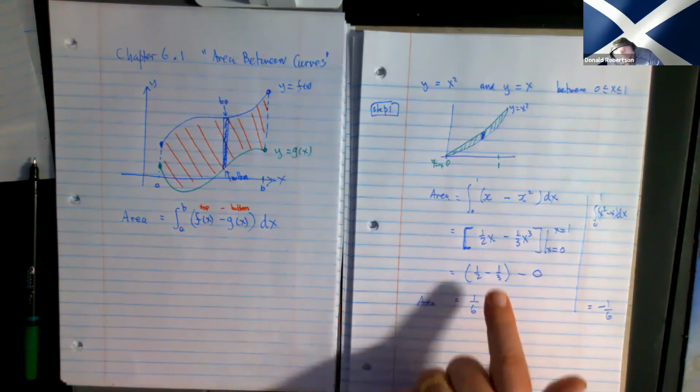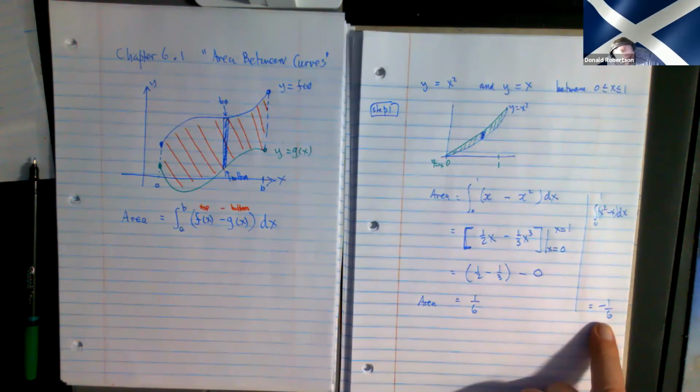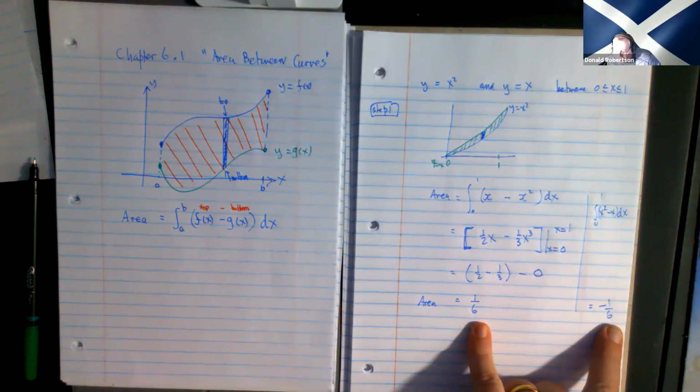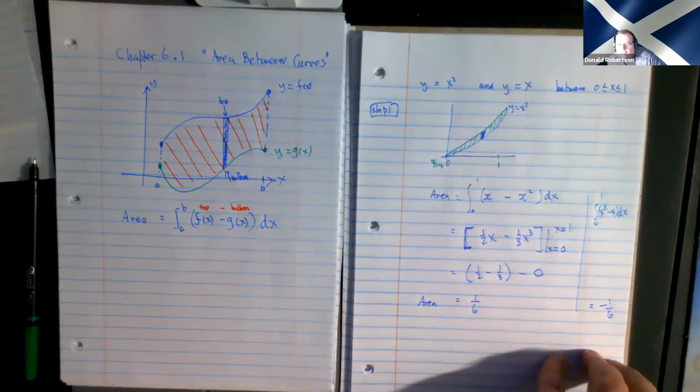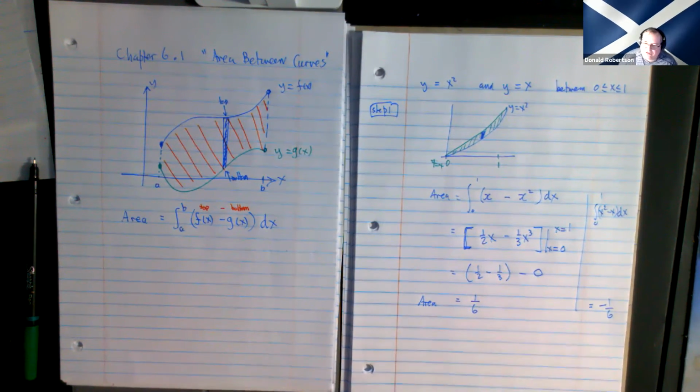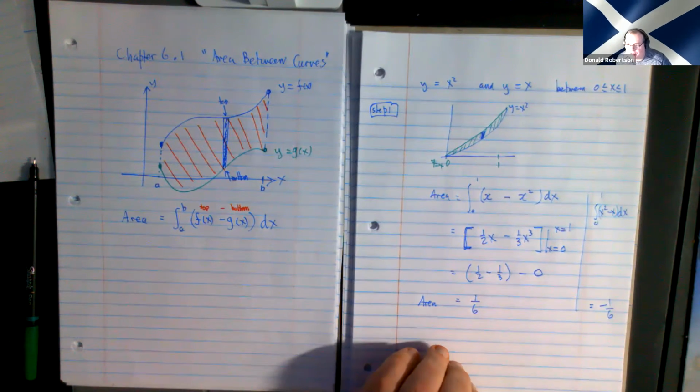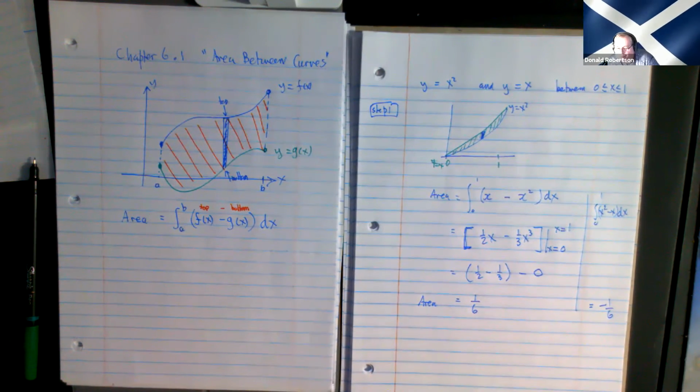So if that's the only mistake you make and you put them in the wrong order, you get the same number, you just get a negative version of that number. So areas are always positive, right? The area between two curves is always positive. That's the first thing you make sure of.